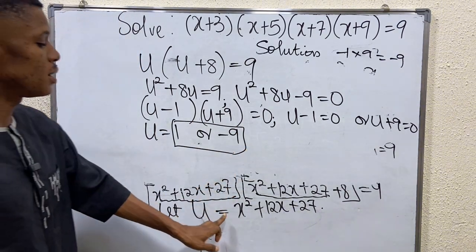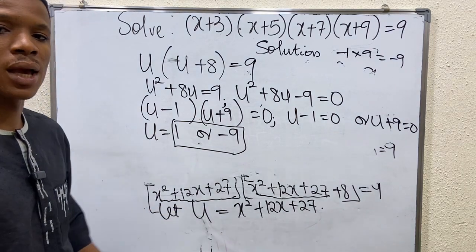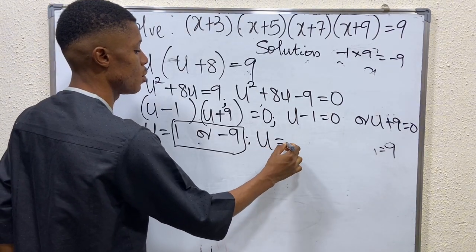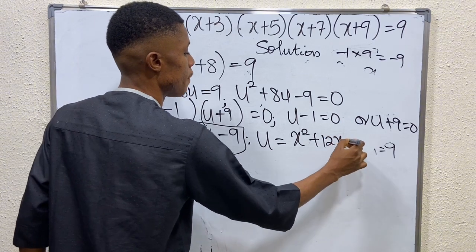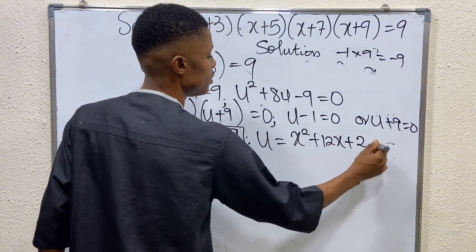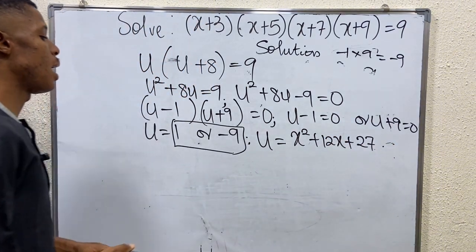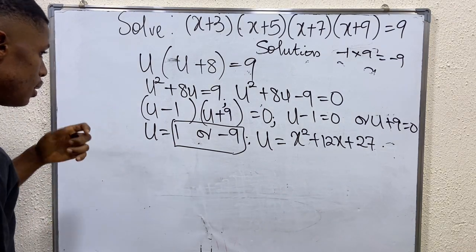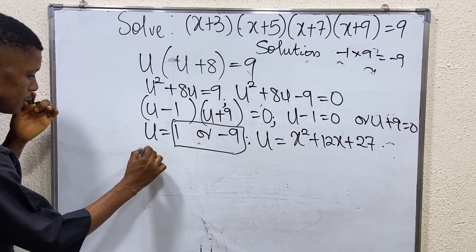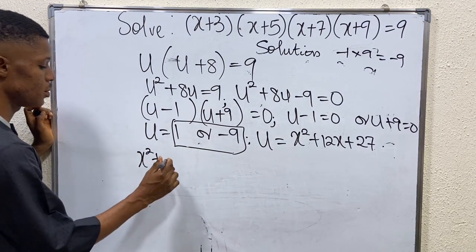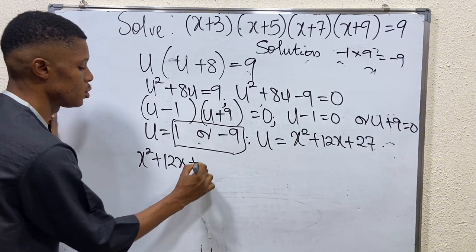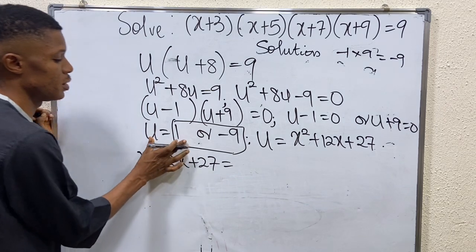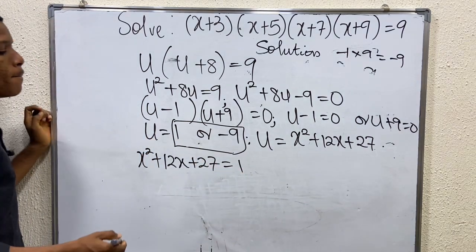So remember that u is all this quadratic function we have here. u is equal to x squared plus 12x plus 27. That's our u. And now we have two solutions. This shows that for the first solution, x squared plus 12x plus 27 is equal to 1. Okay?